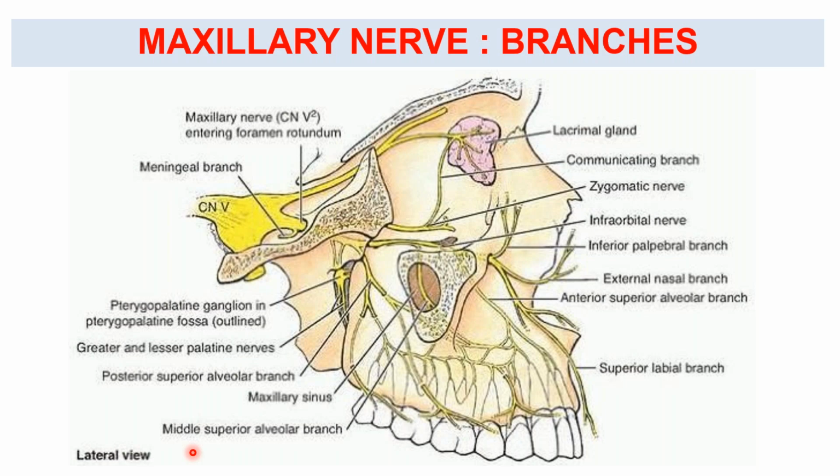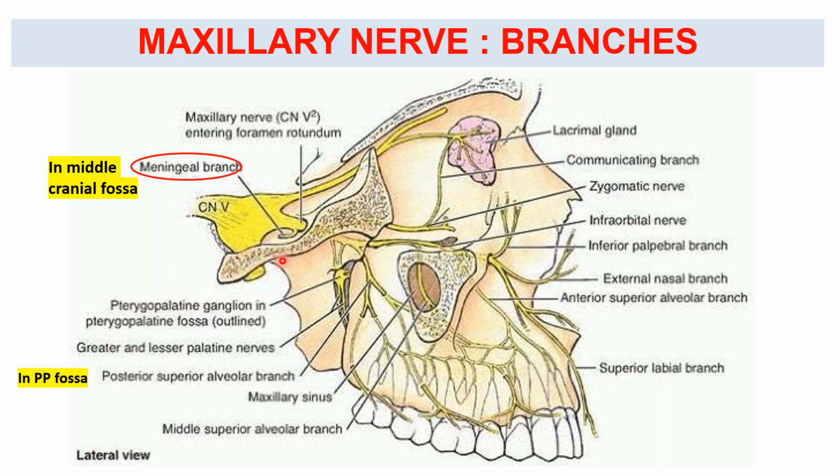So now coming to the branching of the maxillary nerve. In the middle cranial fossa, just before the foramen rotundum, this is all the area of the middle cranial fossa. In the middle cranial fossa, this is the meningeal branch, which is going to supply the dura mater.